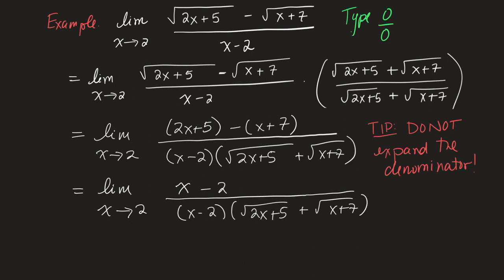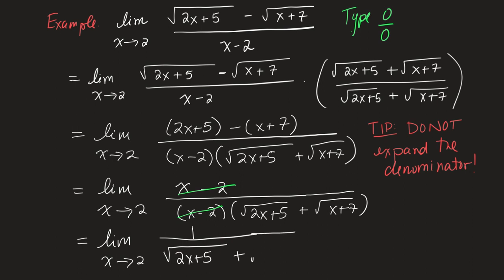And now I can cancel that common x minus 2 factor, and I get the limit as x tends to 2 of 1 over the square root of 2x plus 5 plus the root of x plus 7, and I no longer have an indeterminate form.